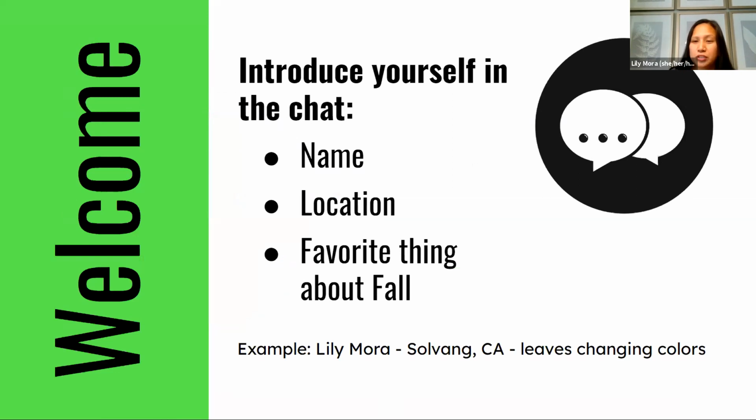We would love for you to introduce yourself in the chat, include your name, your location, and your favorite thing about fall. My name is Lily. I'm tuning in from Solvang, California, but I'm really from the Bay Area, Northern California. And like Robert Lee, I love how the colors of the leaves change. So we'd love to learn about what you like about the fall season. We'll give that a second while people are continuing to join us. Okay, so thank you all for sharing. We see it coming in the chat. We'll continue to learn about each other that way.